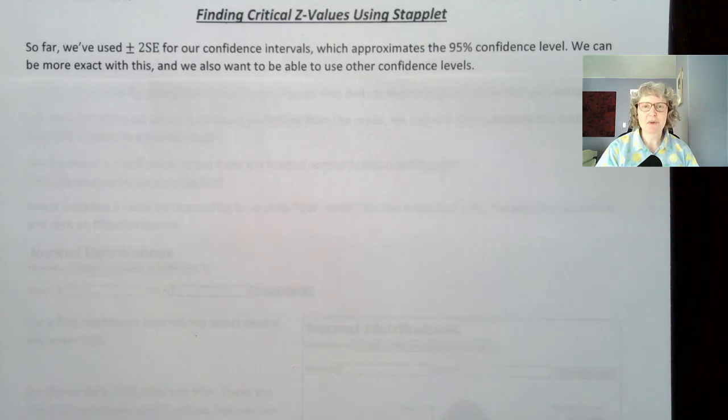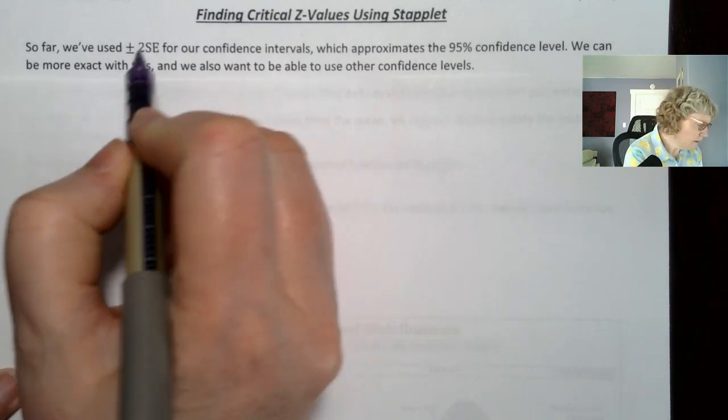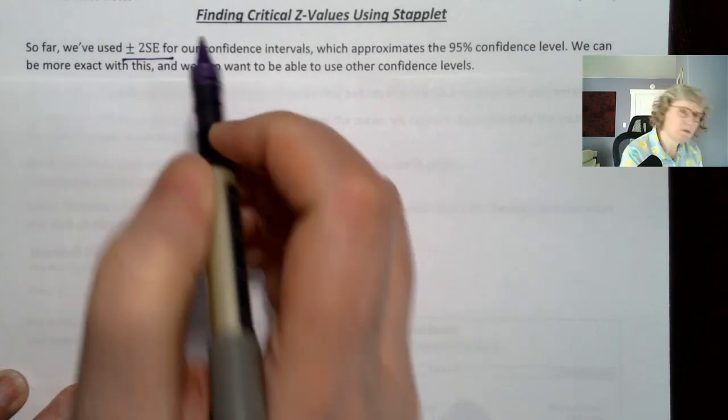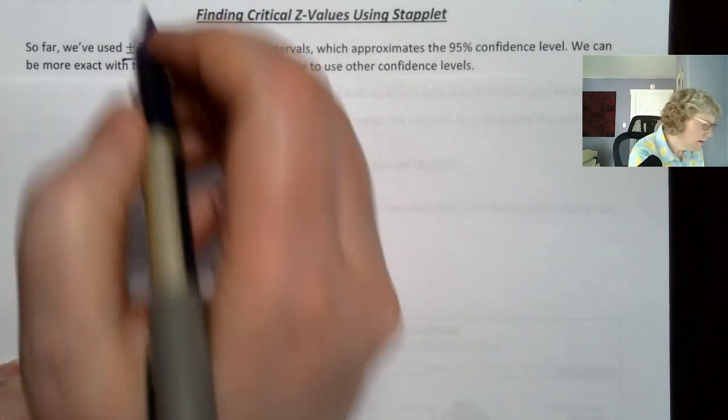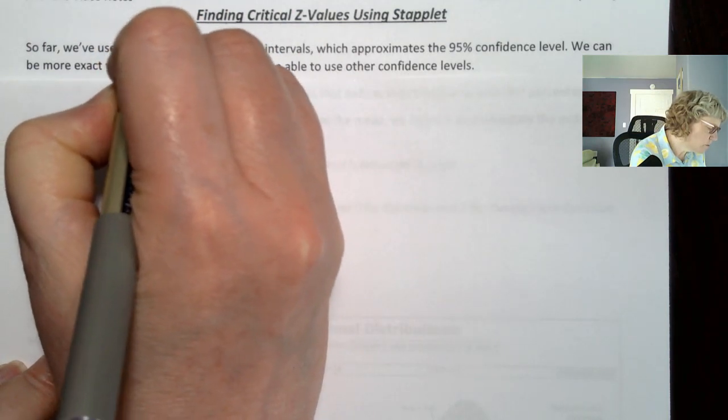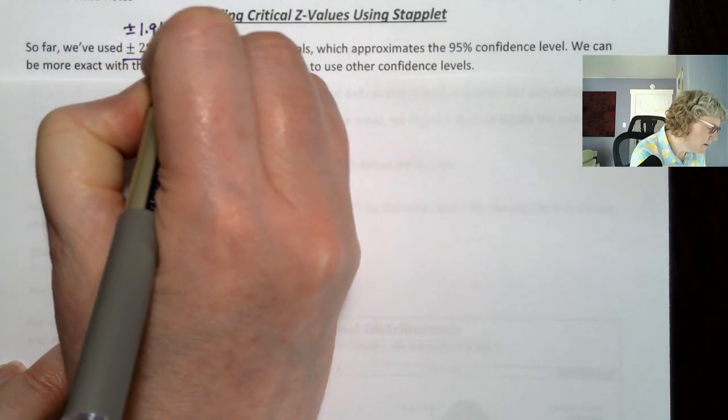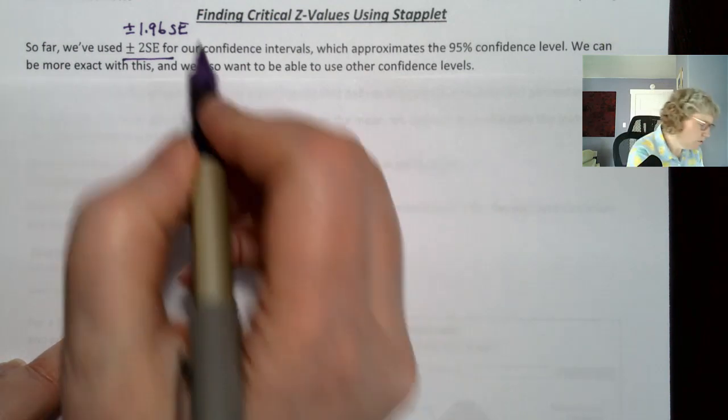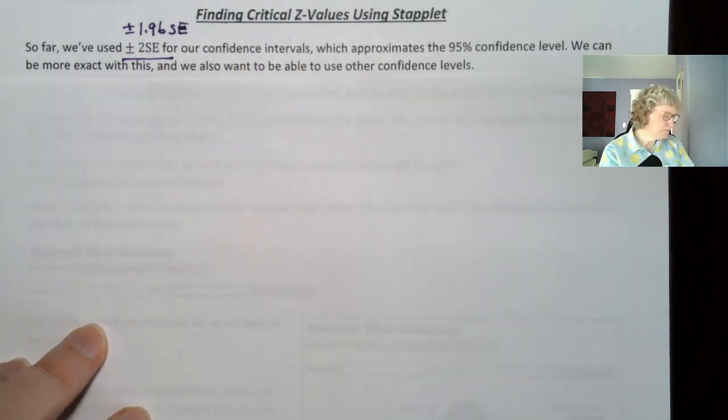Hi there. In this video, we're going to talk about the critical z-value that's in the formula for the confidence interval. Before we do any more examples, I want to show you how we get that number. And we're also going to have a different number for each confidence level. So far we used plus or minus 2 standard errors. That's how we first learned about it. And then in the last video, we actually did plus or minus 1.96 standard errors. Okay, so I'm going to show you where that comes from.